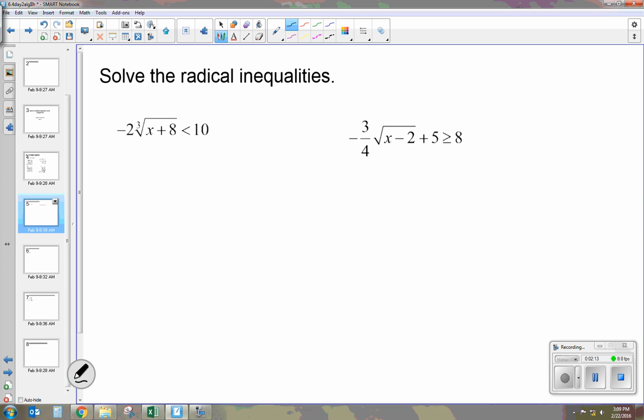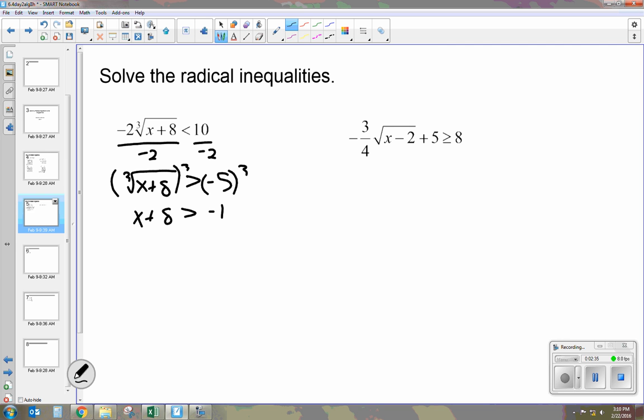There's no restrictions on x in this case, other than what we solved for, because you can take the cube root of a negative number. So we're going to divide by -2. Remember that in an inequality, when we divide by a negative number, we have to reverse our sign. We cube both sides. Left with x plus 8 is greater than -125. X is greater than -133.